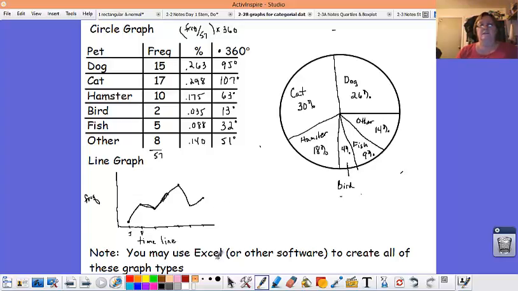All of these graphs can be done in Excel or other computer software, and that's not a bad idea. They certainly come out more accurate than mine did. What I would ask you to do is get out there and try that You Try exercise this evening. We'll be graphing in class tomorrow.